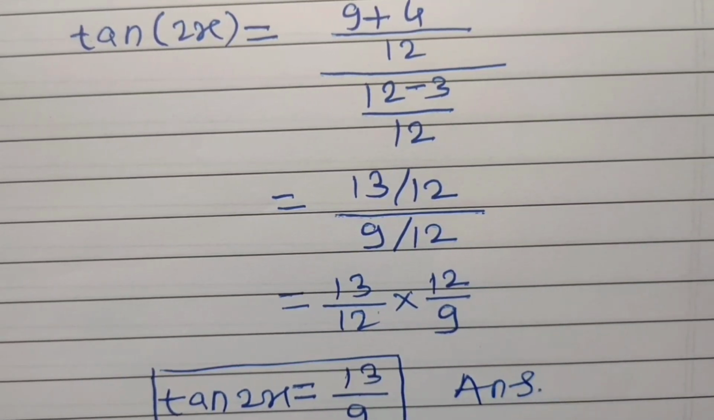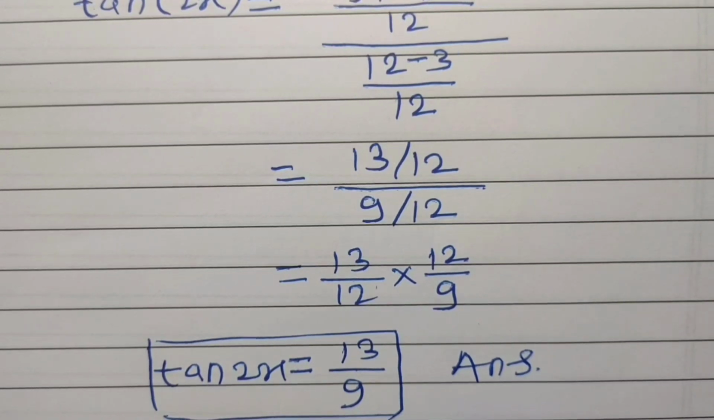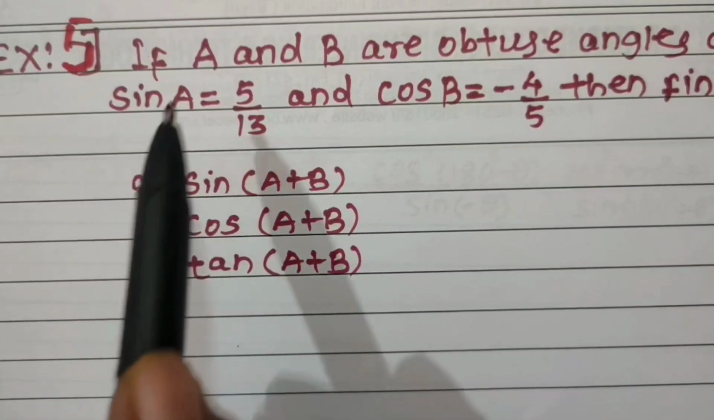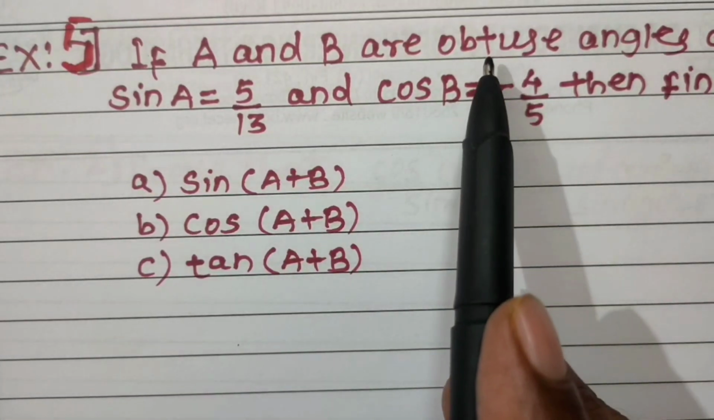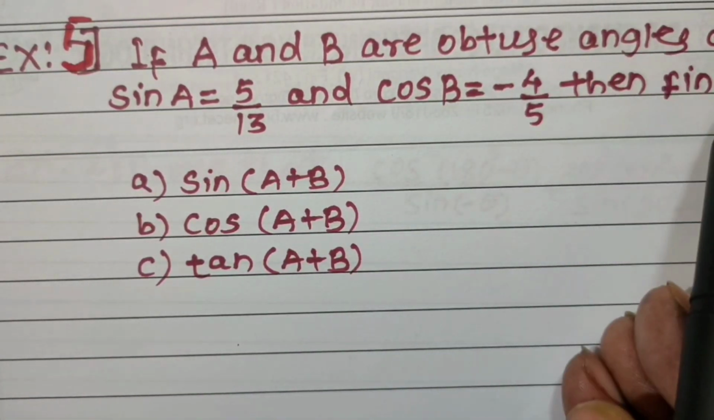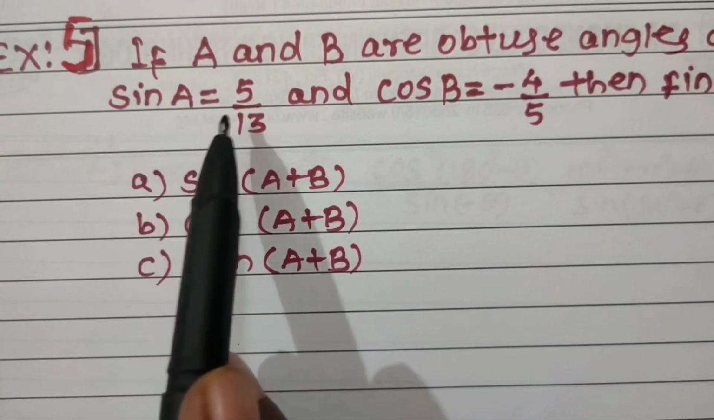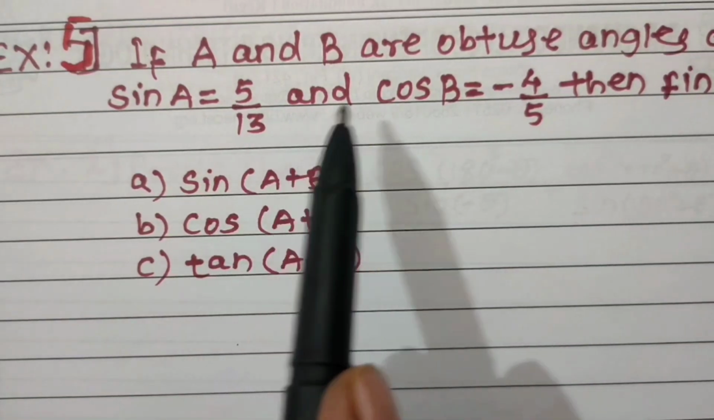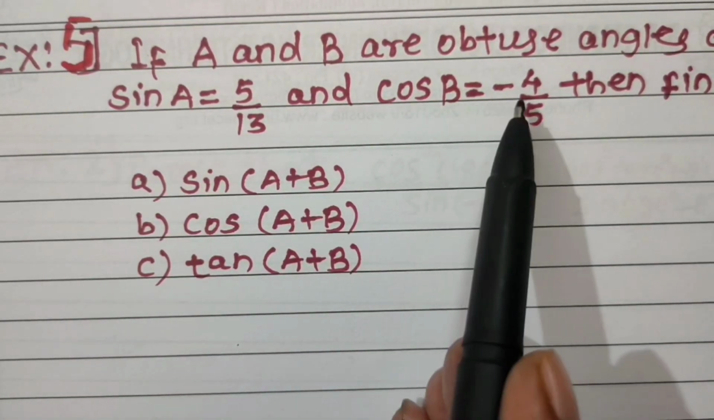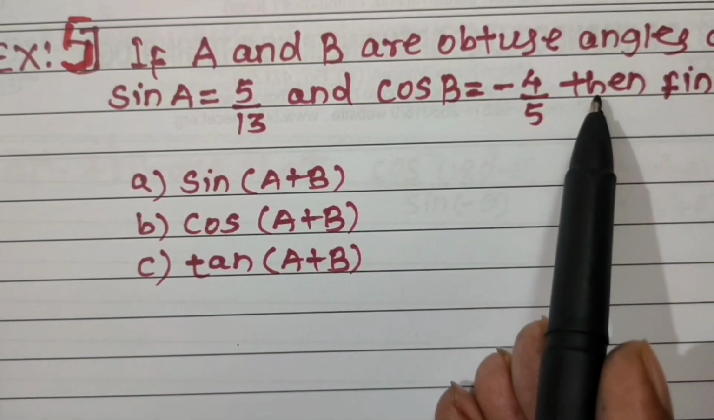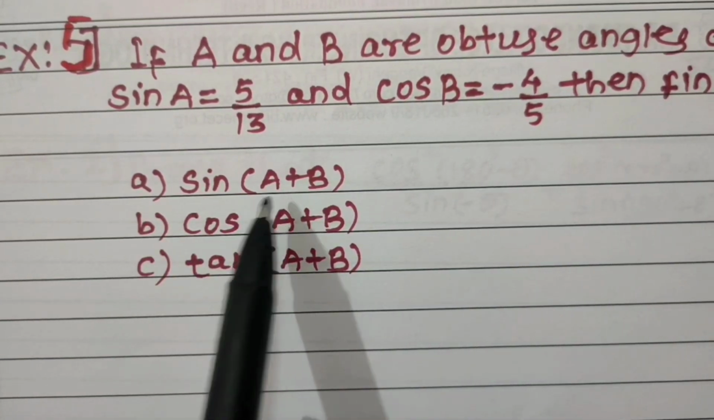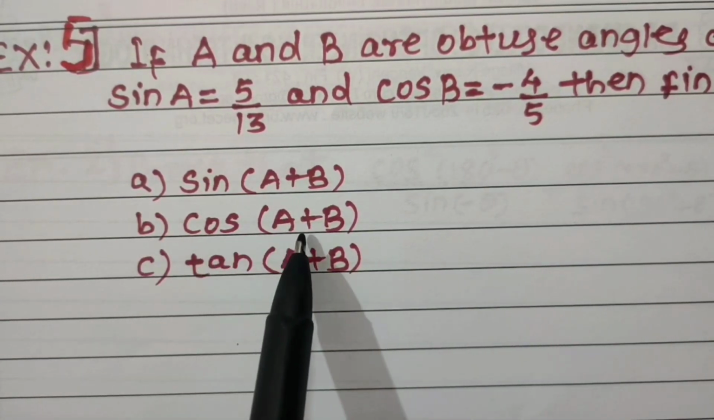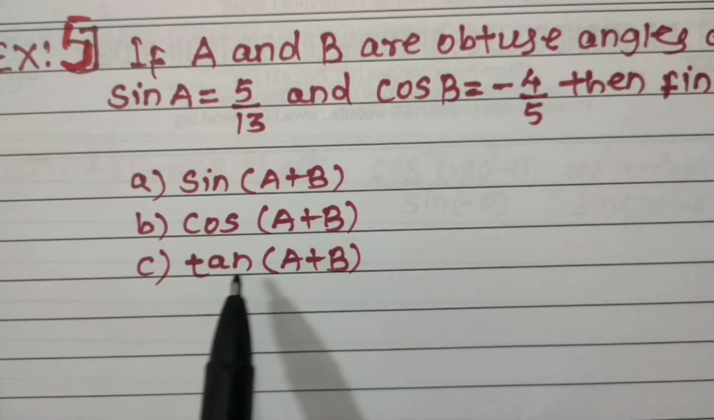Okay, let us solve the next sum. Sum number 5. If A and B are obtuse angles and sine of A is equal to 5 upon 13 and cos of B is equal to minus 4 upon 5, then find (a) sine of A plus B, (b) cos of A plus B, (c) tan of A plus B.